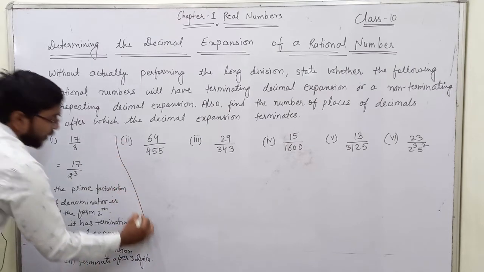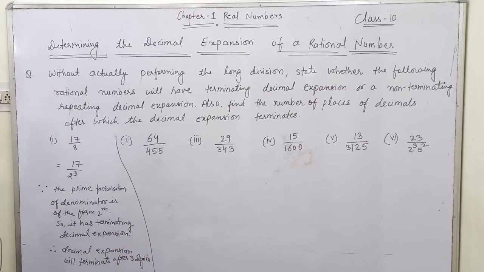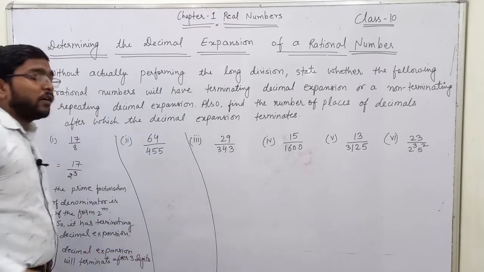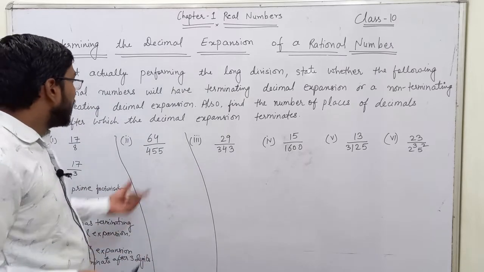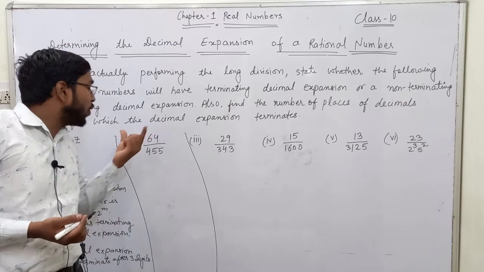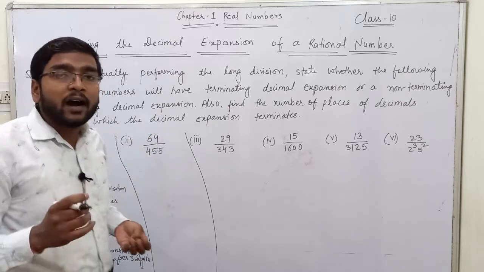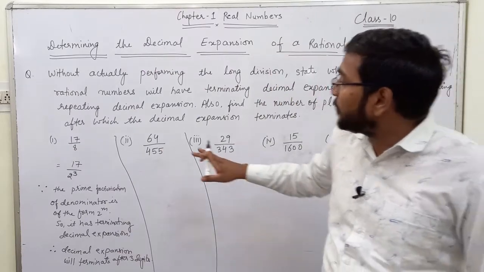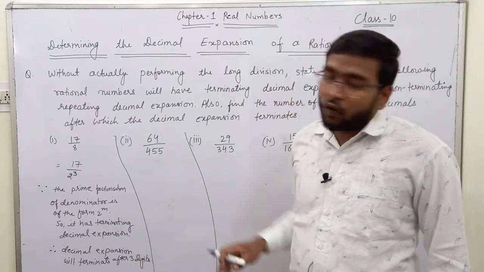Okay, now look at the second one. In this part, what do we have? We have 455 as its denominator. Both 64 and 455 are co-prime integers. First, we will find the prime factorization of 455.